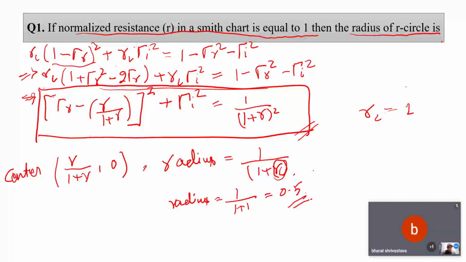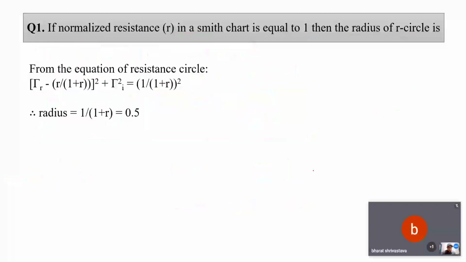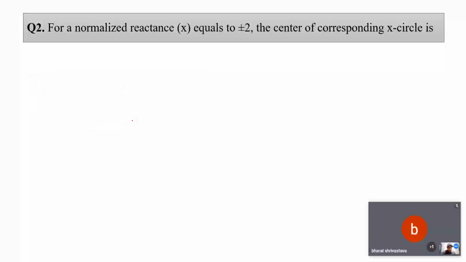Okay, so here is the radius which we have calculated earlier. Our question is somehow related to the previous question. Here it is given that the normalized reactance is equal to plus minus 2, and we have to find out the center of the corresponding reactance circle.